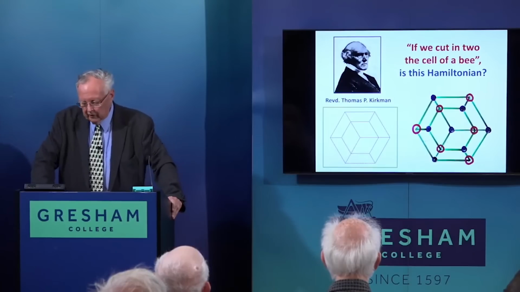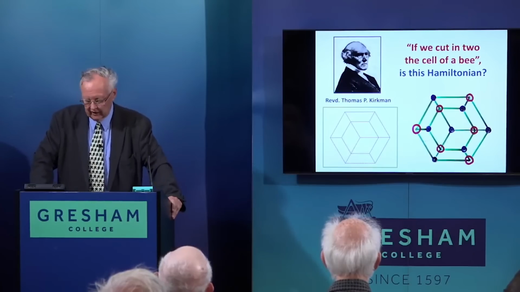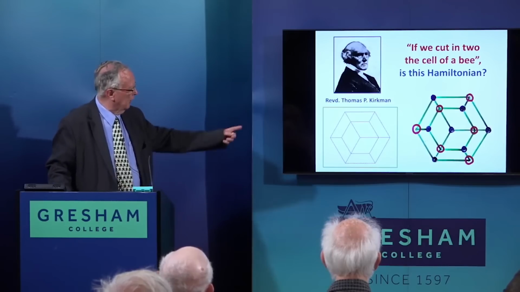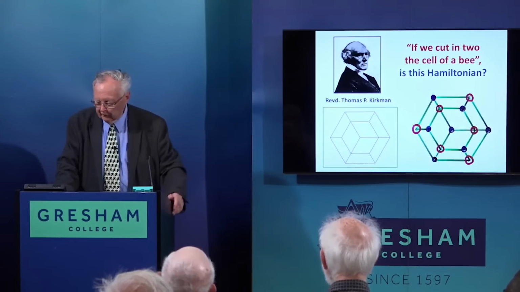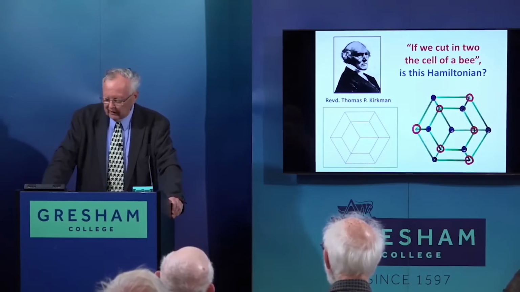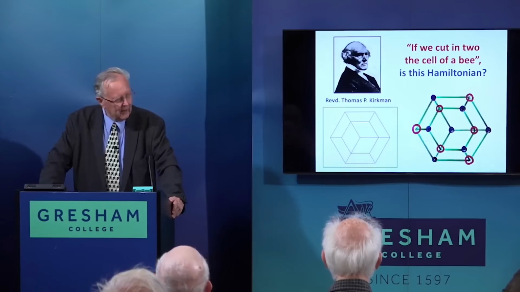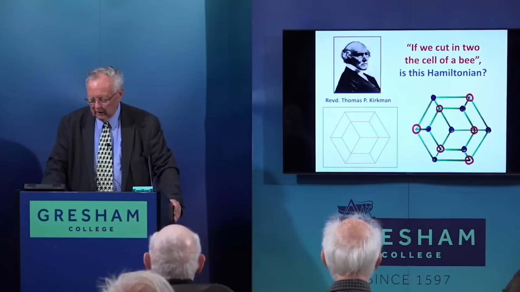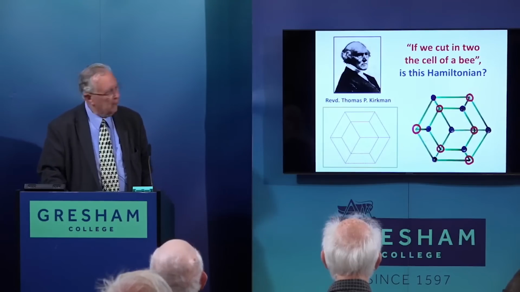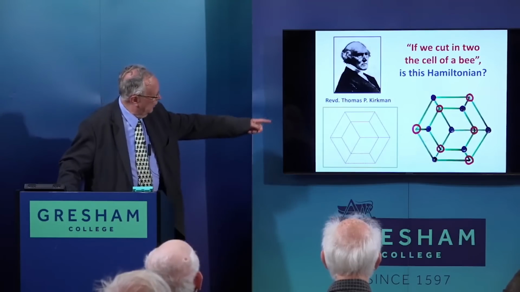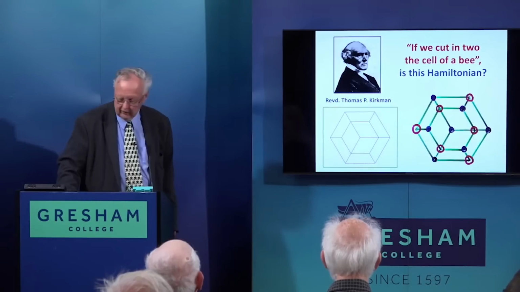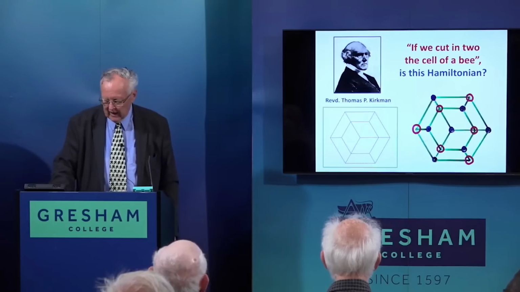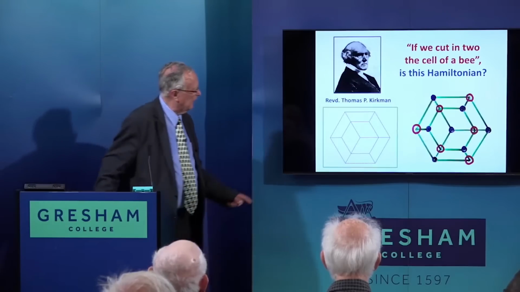But Kirkman also gave examples of polyhedra which don't have any such cycles, such as the one here. And his paper on this one starts off, if we cut in 2 the cell of a bee, then you get this particular pattern here, which I'm prepared to believe. To see why it has no Hamiltonian cycle, we notice that the graph is bipartite. All of the cycles have even length, which means that we can colour its vertices red and blue so that each edge has a red end and a blue end, which I've done here.